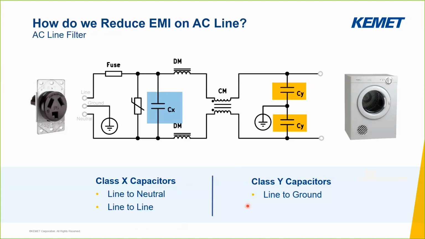Now, at 50 and 60 hertz, the capacitors have a very high impedance, which has no effect on the AC voltage. But at high frequencies, the capacitors have a low impedance, which shunts the transient currents to either neutral or ground. An important observation in this example is that the ground connection of the filter is connected to chassis ground of the dryer, which is the external metal enclosure.